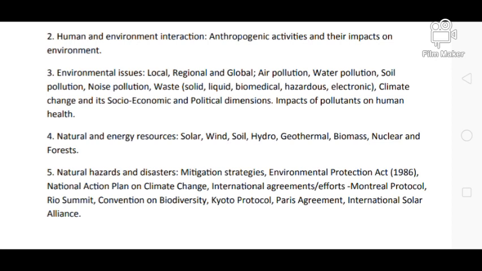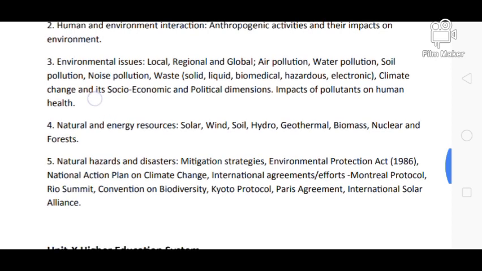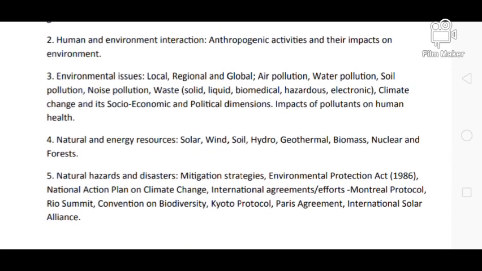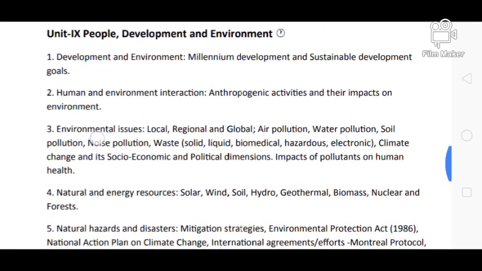Environmental Protection Act 1986. Along with it, we have to know National Action Plan on Climate Change, International Agreements, efforts, Montreal Protocol, Rio Summit, Convention on Biodiversity, Kyoto Protocol, Paris Agreement, International Solar Alliance. We have to study all these international agreements. Okay, friends, these are the syllabus of Unit 9, People, Development and Environment. This is a very important unit.